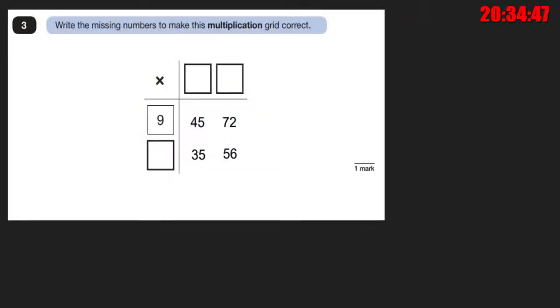Question number 3. Now this one is a timetable question. So 9 times 5 is 45. 9 times 8 is 72. 5 times 7 is 35 and 8 times 7 is 56. That is question number 3.